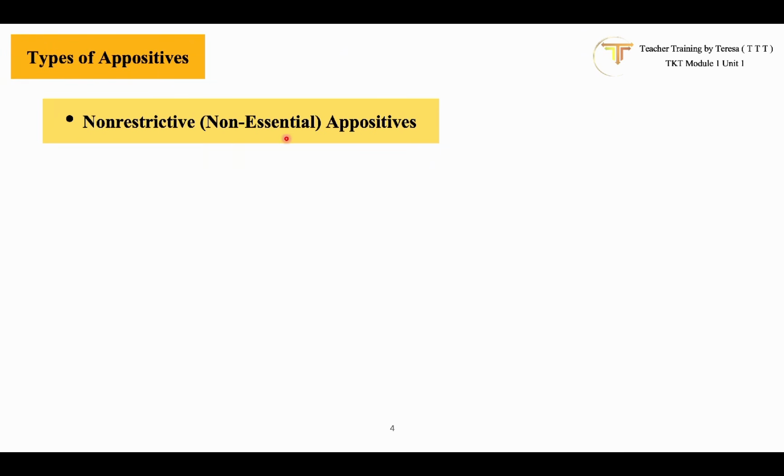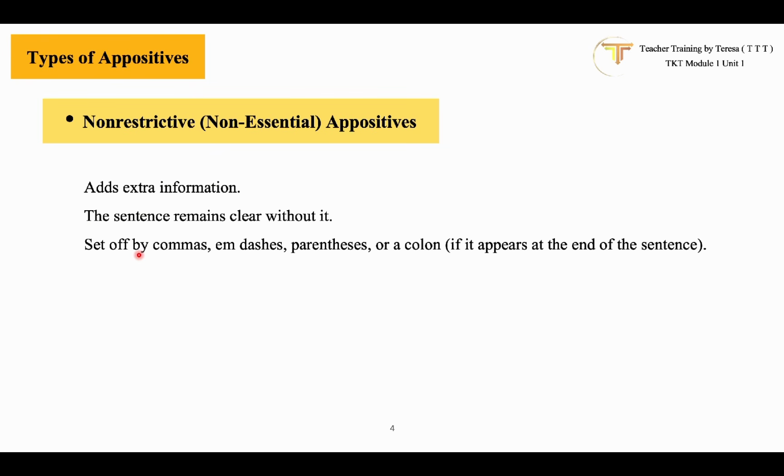Non-restrictive or non-essential appositives add extra information. The sentence remains clear without it. Set off by commas, em-dashes, parentheses, or a colon, if it appears at the end of the sentence.